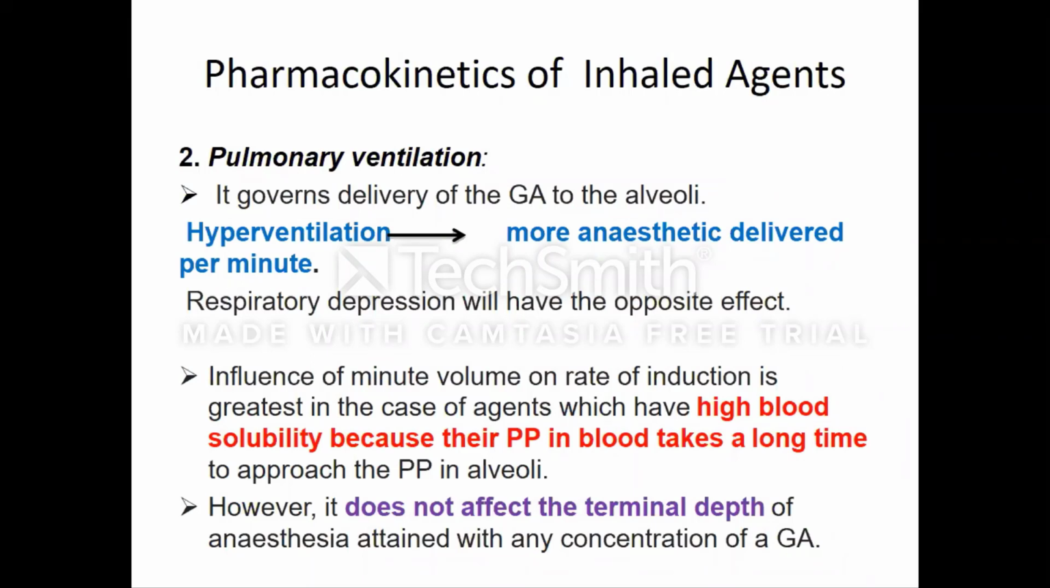So I go again through this point: the rate of induction is slowest in the case of agents which have high blood solubility, because their partial pressure in the blood takes a longer time to approach the partial pressure in the alveoli. To reach equilibrium will take longer, because as anesthetic moves into the blood, it is solubilized in the blood. So the pressure gradient will always exist and it will pull more and more anesthetic from the lungs. I hope it is clear.